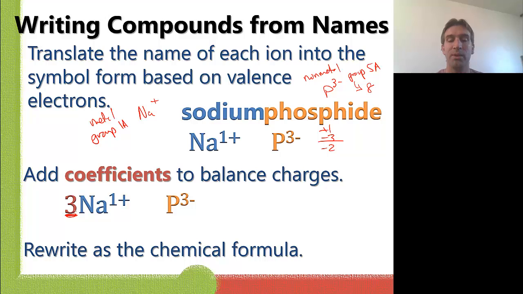So now that I have it in this form, when these come together, they're going to form sodium with 3 ions, phosphide with 1 ion. Rewrite those coefficients as subscripts. So that will be Na3P in its chemical form.